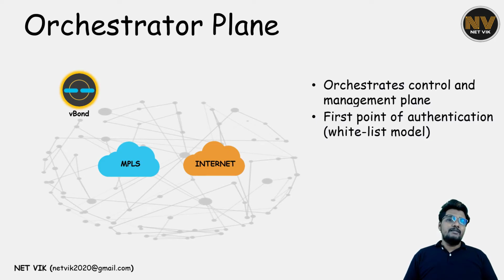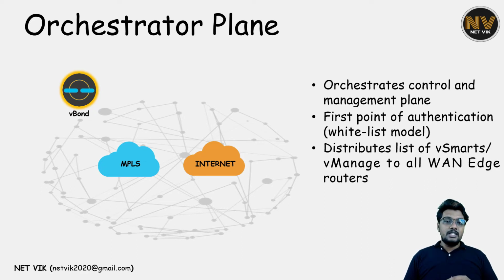Let's start by looking at the vBond in detail. You can think about vBond as the gatekeeper. Every device in the Cisco SD-WAN solution, including the vManage, vSmart, and WAN routers, must first authenticate themselves successfully with the vBond, and only then will they be able to speak with any other components in the network. It distributes the list of vSmarts and vManage to all managed routers. When a router in any site comes up, it first reaches out to the vBond, and vBond is the one who will inform the edge router about the other controllers in the network.